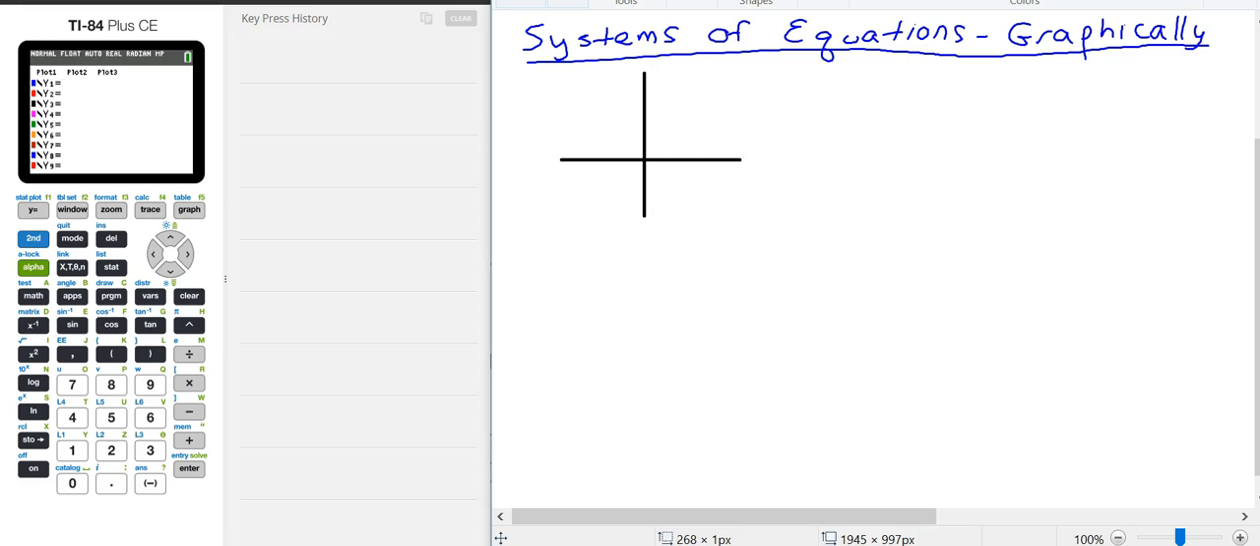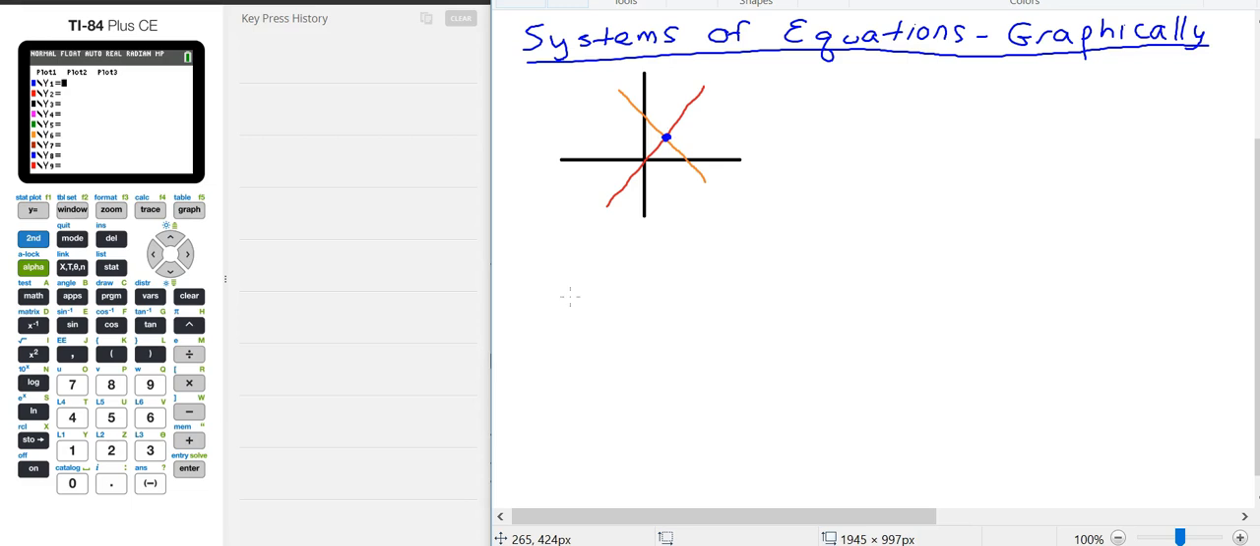Let's say I have two lines graphed. I have a line over here and I have a line over here. The point that makes both of these equations true is the point where they cross, and that would be the solution to the system of equations.